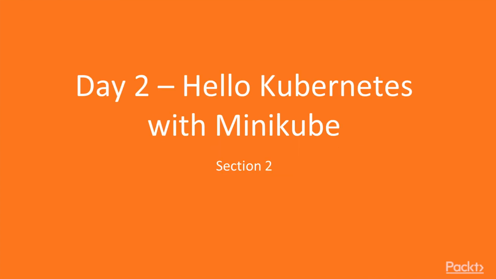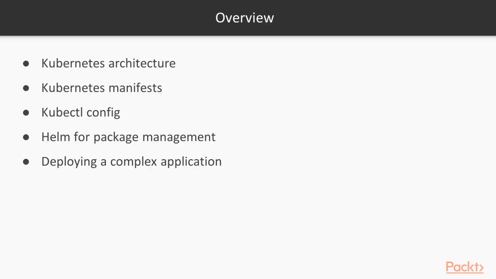Day 2. Hello Kubernetes with Minikube. In this section of the course, we will cover a lot of ground. We're going to talk about Kubernetes architecture, Kubernetes manifest, kubectl config, Helm for package management, and then finally, we're going to deploy a complex application.